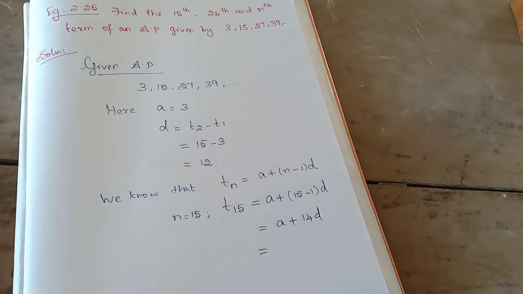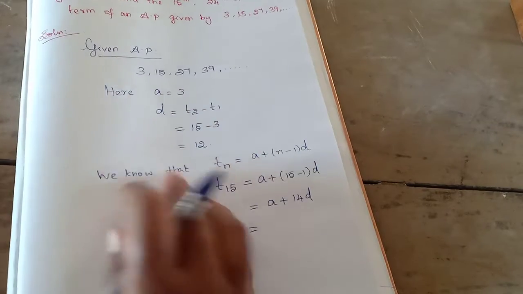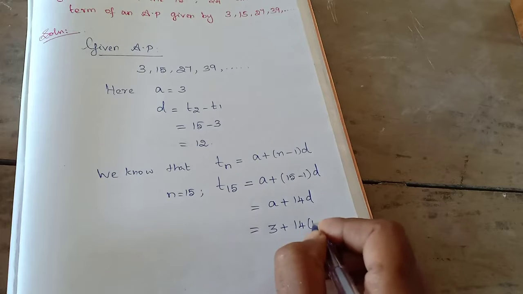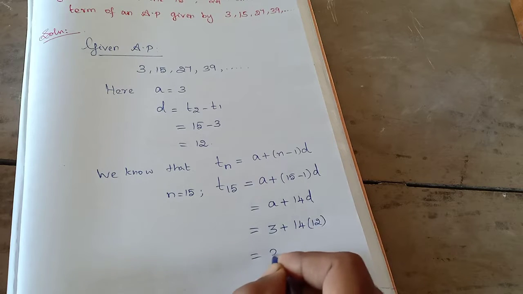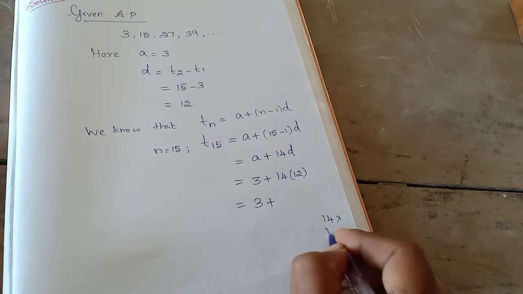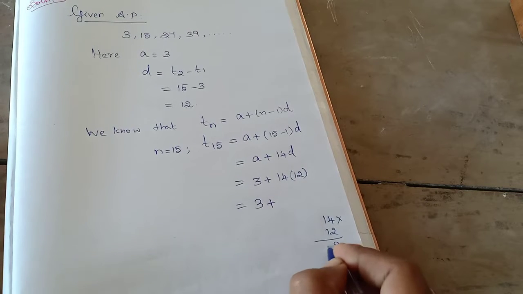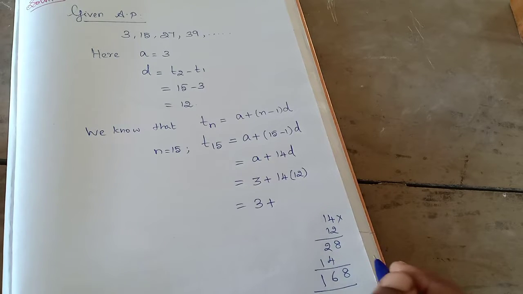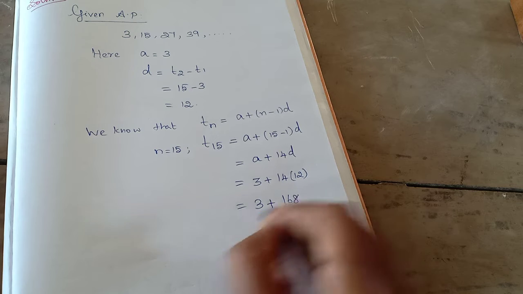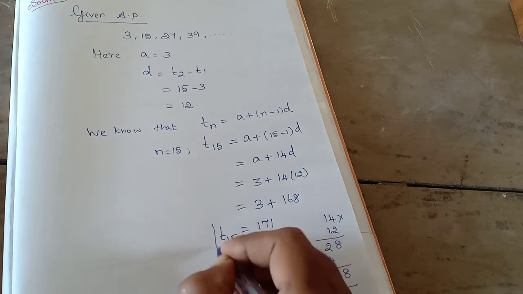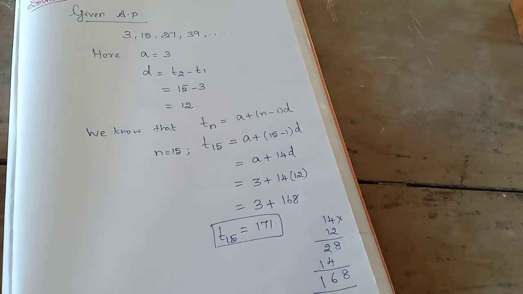Now substitute the value for A and D. A is equal to 3, D is equal to 12. So 3 plus 14 into 12. We need to calculate. So 14 into 12: 8, 2, 4, 1. So 8, 6, 1, 168. So 168 plus 3, the answer is 171. So T15 is 171. Got it?